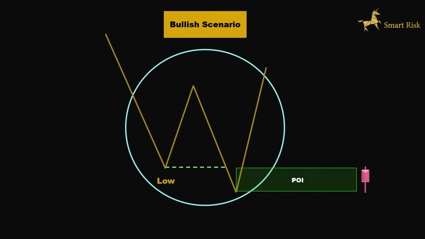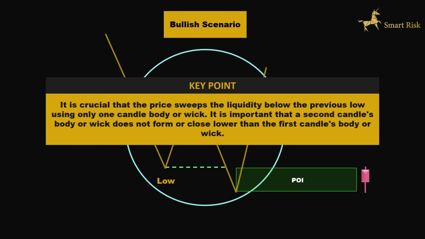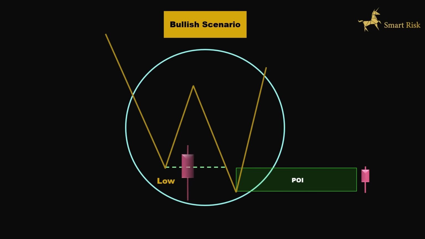A bullish POI pattern is considered valid when the price action sweeps the liquidity below the previous low using a single candle's body or wick. It is important that a second candle's body or wick does not form or close lower than the first candle's body or wick. This indicates a strong upward momentum and reinforces the bullish potential of the pattern.